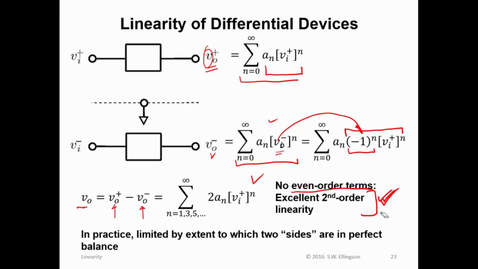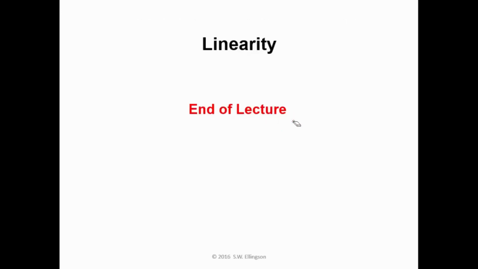Now, of course, the benefit that we actually get here depends on the two sides being in perfect balance. In other words, this relationship really has to apply exactly. And there's always some imbalance in a differential device, so we never exactly get that. Nevertheless, differential devices offer a huge advantage in terms of second order nonlinearity. This concludes this lecture on linearity.